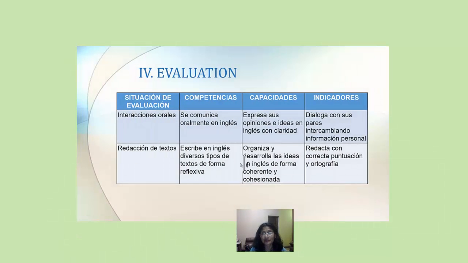The evaluation part, which is almost the last part of the learning unit, here we are going to consider the situation of evaluation, which is main interactions or written texts. Okay, the competencies that we are going to evaluate, the skills that we are going to evaluate, and the indicators. Okay, the difference with the performance is that here with the indicators we are more specific. Okay, we evaluate specifically. All right, so what else do we have here?